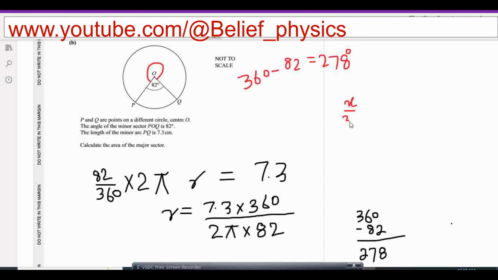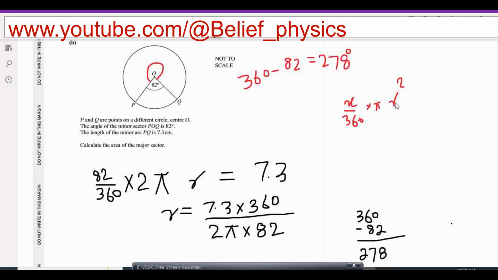x over 360 into pi r square, you can find the area of the sector. Now x is 278, we have to find r.